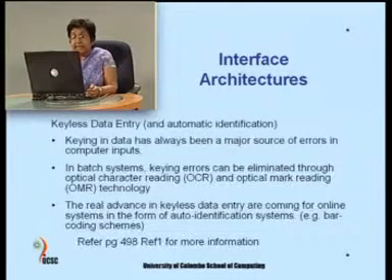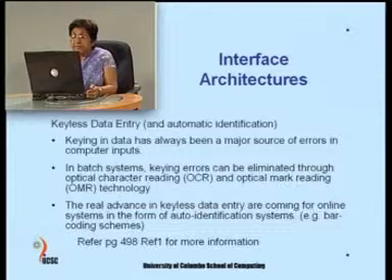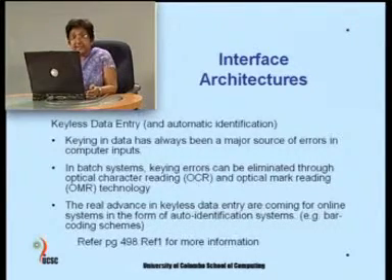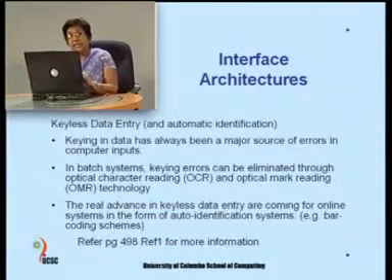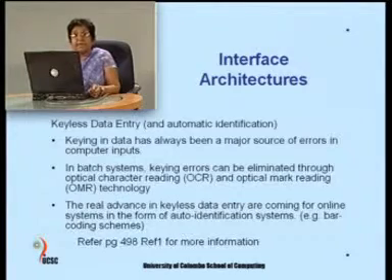Again, in the interface architectures, you have to consider how the data is going to be input. For example, you can use a keyboard for input, or it could be keyless data entry without using a keyboard, like automatic identification. Keying in data has always been a major source of errors in computer inputs. So, whenever you use a keyboard for data entry, any number of errors can occur.